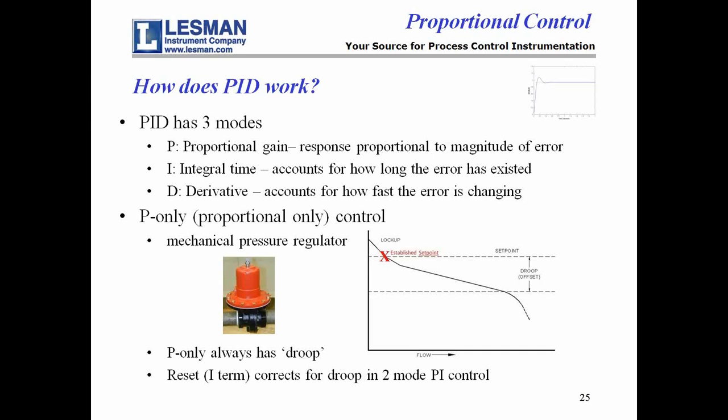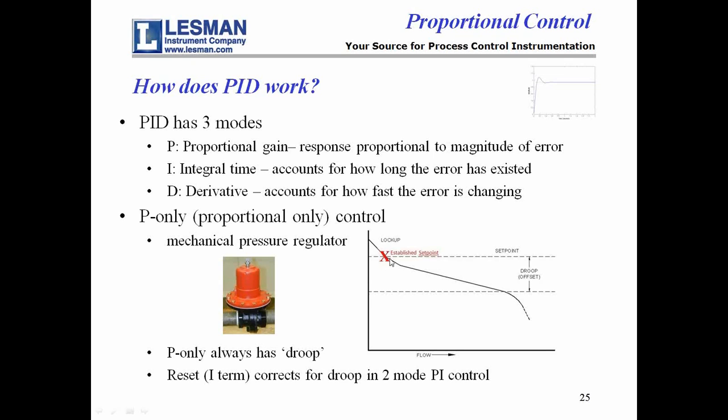Sometimes you don't have PID, sometimes you have P or PI. A P is a proportional only controller, and the classic example is a mechanical pressure regulator. Ideally, when you crank down that screw to get a given pressure output, it will hold that pressure at all flows, but the nature of proportional only control is that it has something called droop. And you can see that on the exaggerated diagram over here.